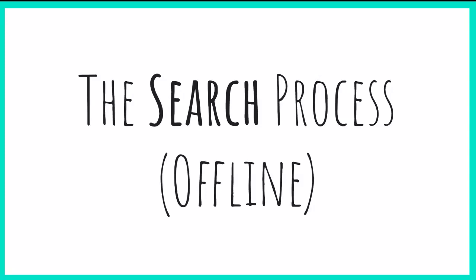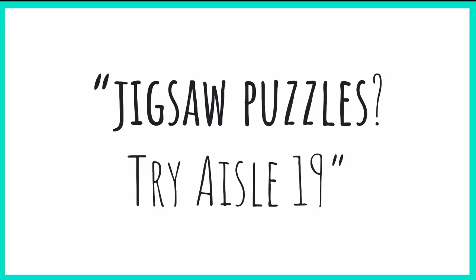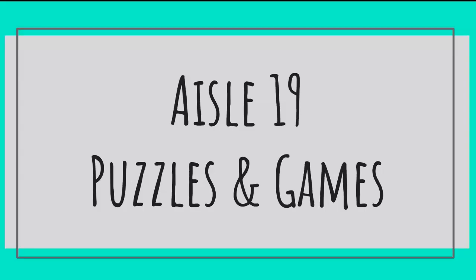Say you wanted to buy a jigsaw puzzle. So you go to a store and ask the clerk, where can I find some jigsaw puzzles? The clerk says, jigsaw puzzles? Try aisle 19. And you go to aisle 19 where you have an assortment of puzzles and games, and then you can just find the one with the right picture and difficulty level at the right price.